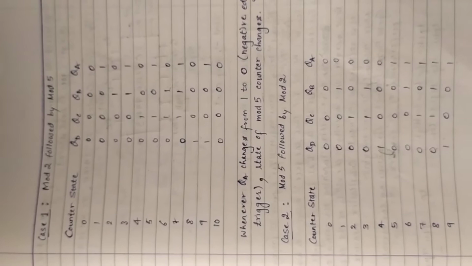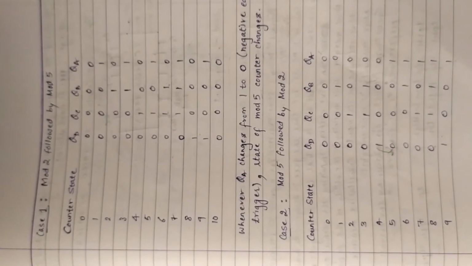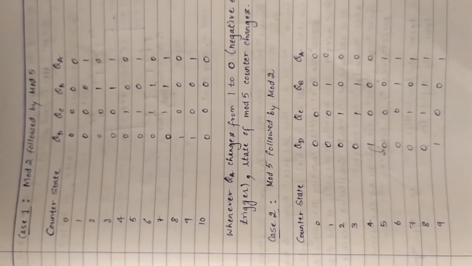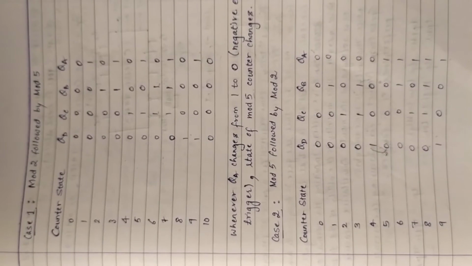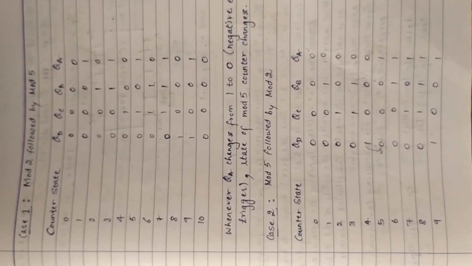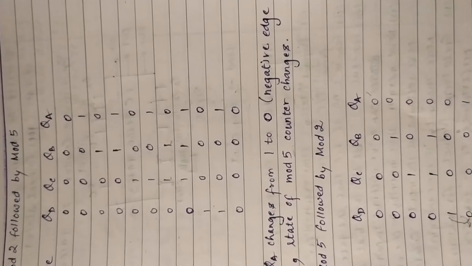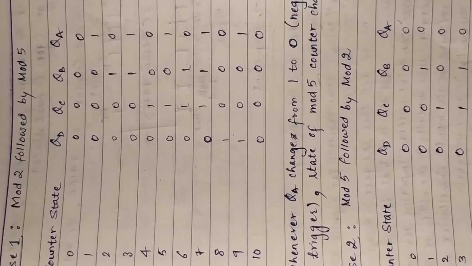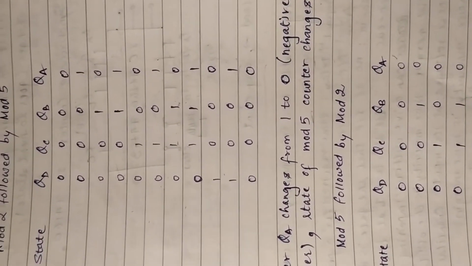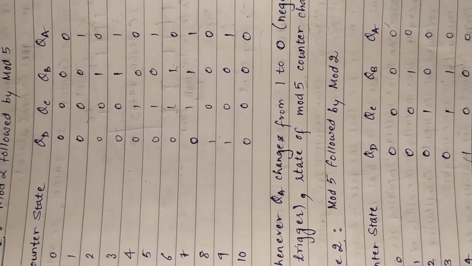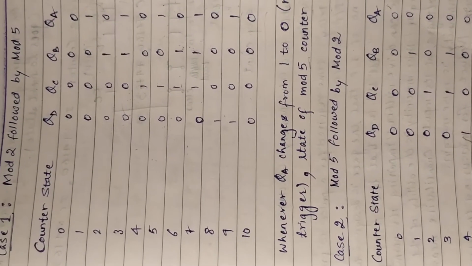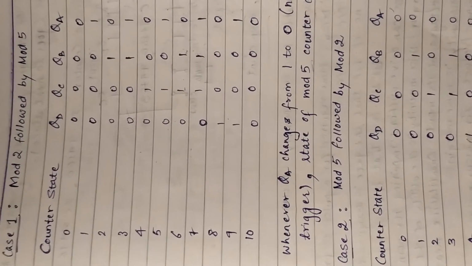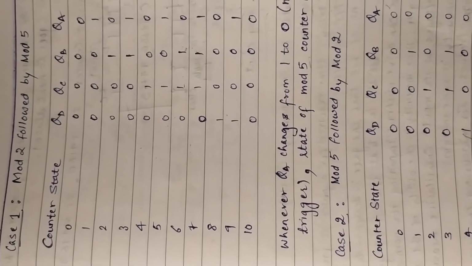First we will see how the operation takes place in case 1. As I said, mod 2 followed by mod 5 means mod 2 first, then mod 5. So mod 2 first means what? That the clock is applied at mod 2. So first mod 2's state will change, and mod 2 will operate only in 2 states, 0 and 1. Observe here QA, which is the output of the mod 2 counter. It is changing at every clock pulse, 01, 01, 01. But QD, QC, QB, which are the outputs of mod 5, don't change at every clock pulse, because they are second in the sequence. They operate after mod 2.